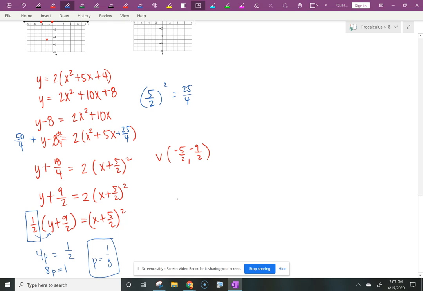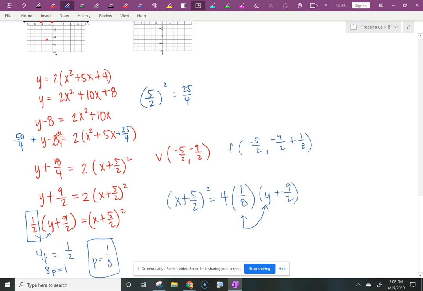If you want, I'll write it nicely. (x plus 5 over 2) squared equals 4 times p, which is 1/8, times (y plus 9 over 2). Now, why do I say that's nicely? There's your p-value, and you're going to go 1/8 of a unit in that direction. So I'm going to go up 1/8 to get the focus. So, yuck, the focus is take the vertex and add 1/8 to the y value. So I'm just going to leave it like that.